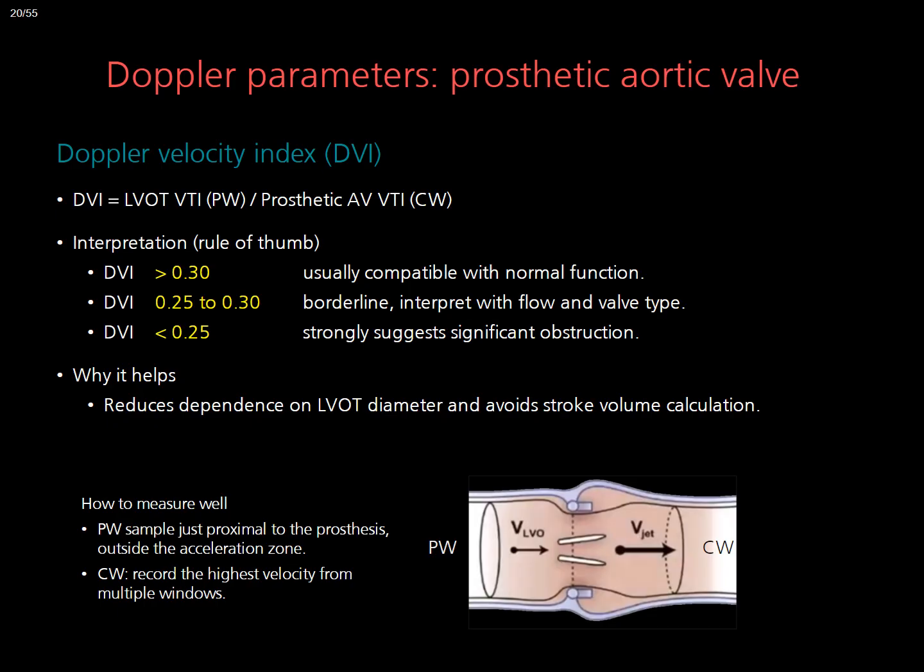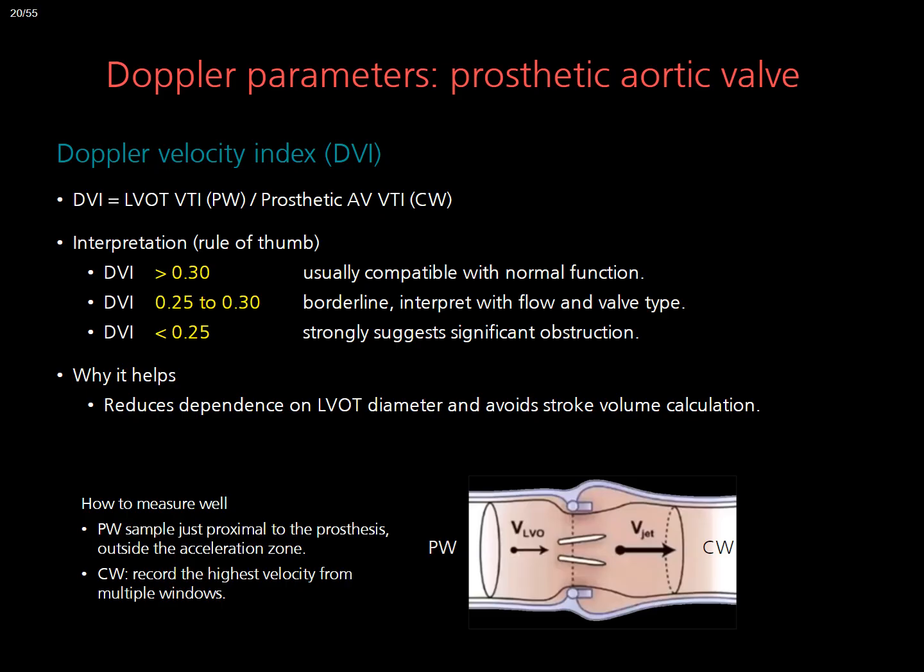The Doppler velocity index, or DVI, is a quick way to judge prosthetic aortic valve performance. It is the ratio of LVOT VTI on pulsed wave Doppler to the prosthetic aortic VTI on continuous wave Doppler. Because it is a ratio, it reduces the impact of LVOT diameter error and avoids calculating stroke volume.